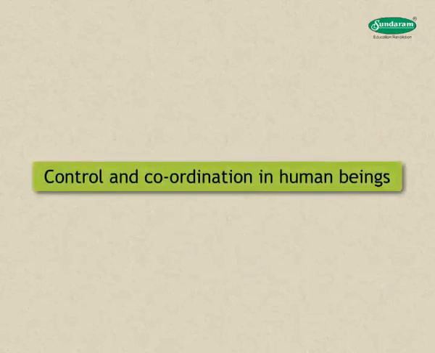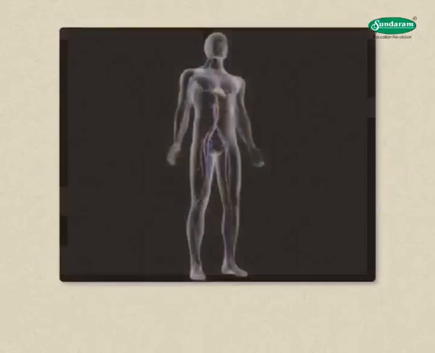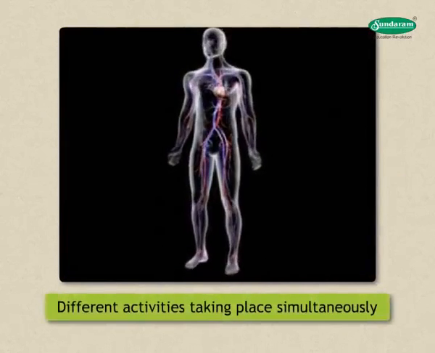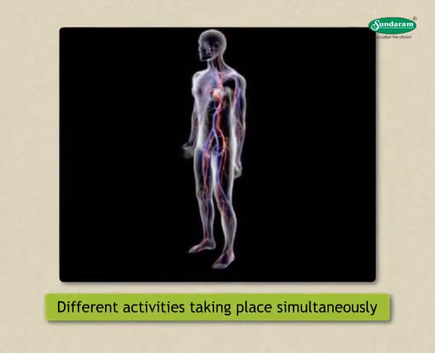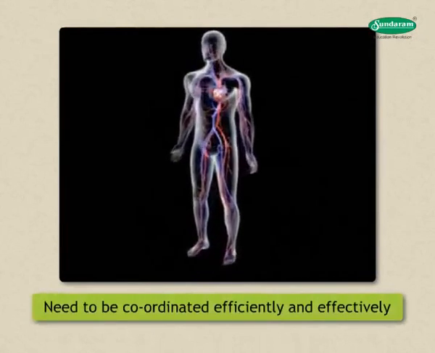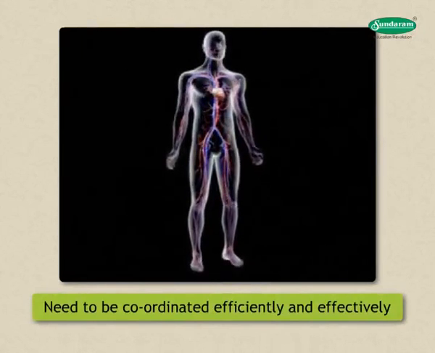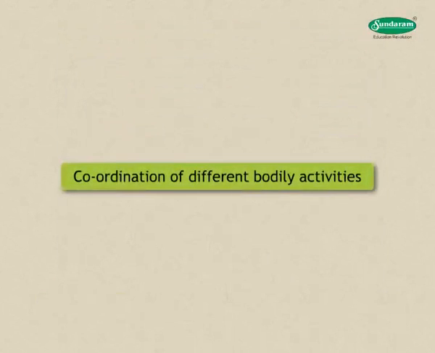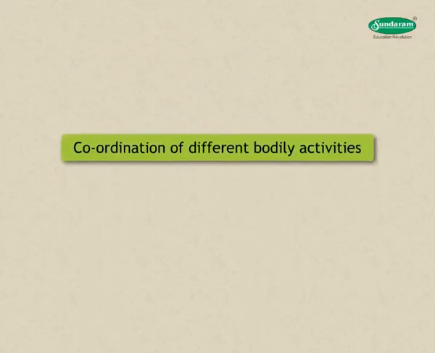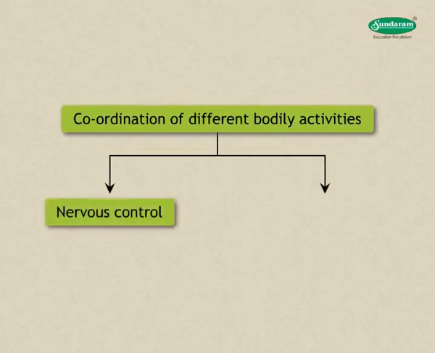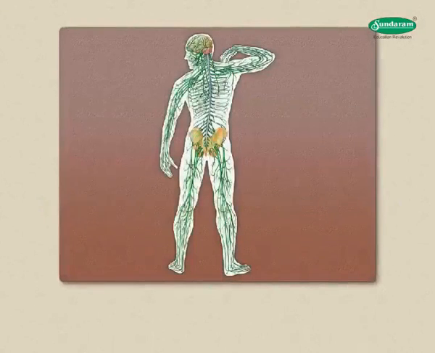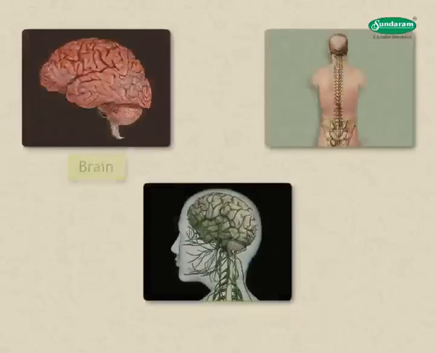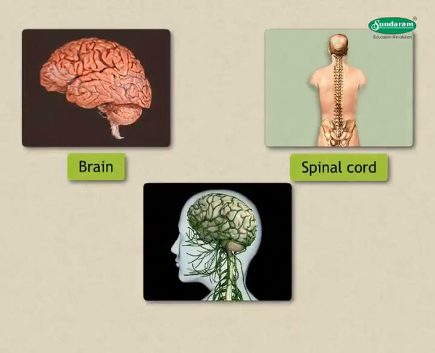Let us see how control and coordination takes place in human beings. In human beings, different activities are taking place simultaneously. They need to be coordinated efficiently and effectively. The coordination of different bodily activities is controlled by two mechanisms, namely nervous control and chemical control. The components of the human nervous system are the brain, spinal cord, and the nerves.